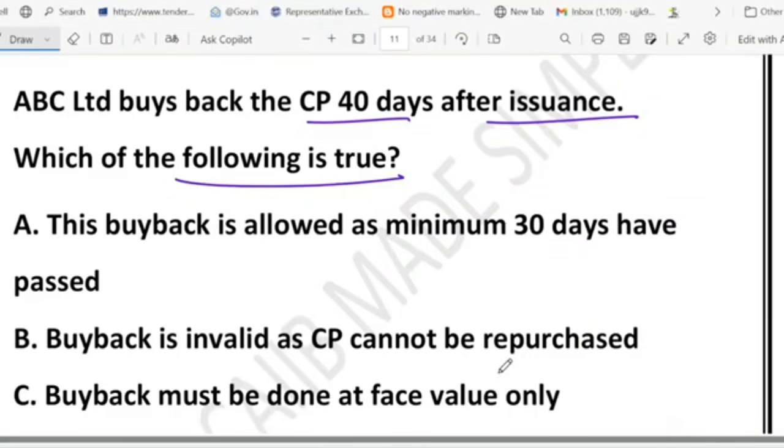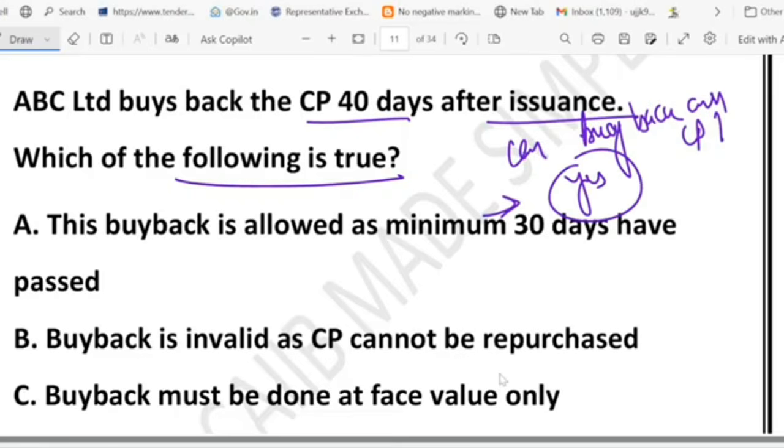So, ABC Limited buys back the CP 40 days after issuance. Which one is correct? Let's first understand, can a company buy back its CP? This is the question. See, the answer is yes. Yes, a company can buy back its own commercial paper before maturity, but only under certain conditions.